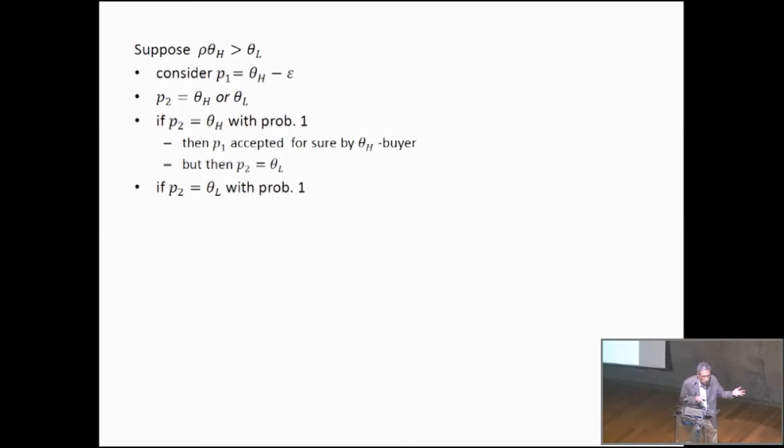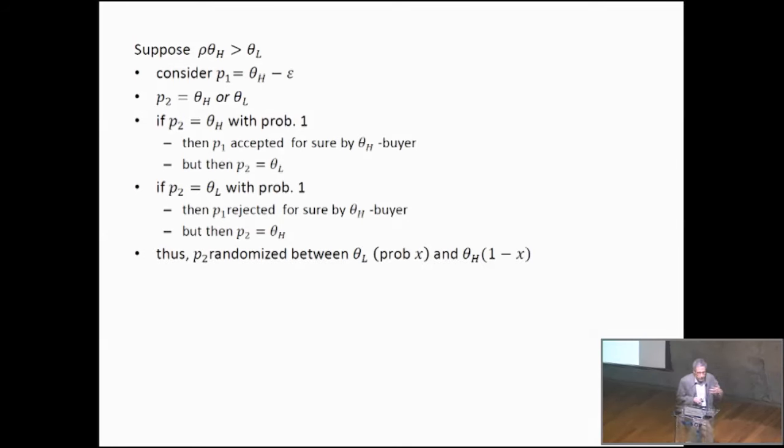And for an exactly symmetric reason, it cannot be the case that P2 equals theta L with probability 1. Because if P2 equaled theta L with probability 1, then the high type of buyer would always reject P1, in which case the seller would want to set P2 equal to theta h in the second period, contradicting this assumption. So all of this tells us that in the continuation equilibrium, P2 must be a randomization. The seller must be randomizing between theta h and theta L. Suppose that the probability of theta L is x and the probability of theta h is 1 minus x.